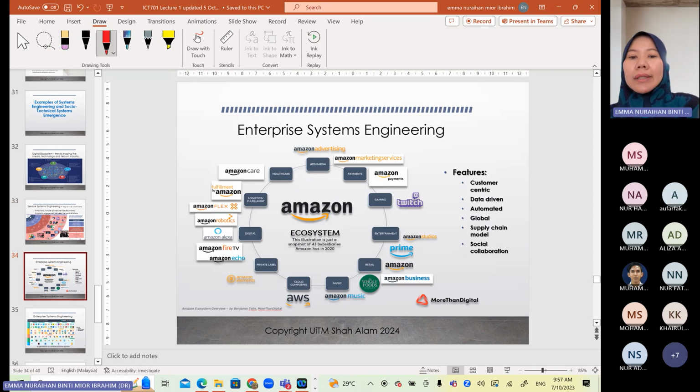Enterprise system engineering, Amazon, pernah guna Amazon? Why we called it as an enterprise system engineering? Why? Customer-centric, data-driven, automated, global supply chain model, social collaboration. Kalau you tengok dulu Amazon jual buku je ya. They only sell books for a start. But now Amazon dia dah pergi mana tu? Oh, so many ya. Payments, cloud computing, music, retail, digital, logistic, healthcare.